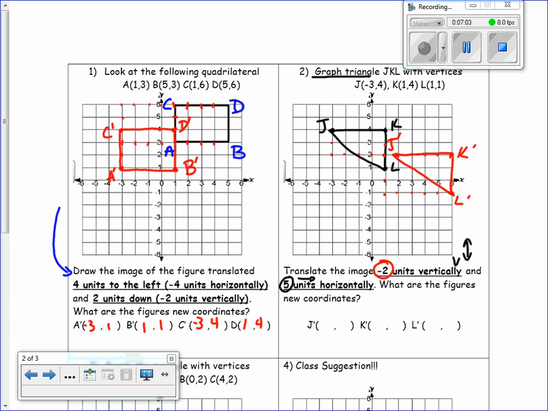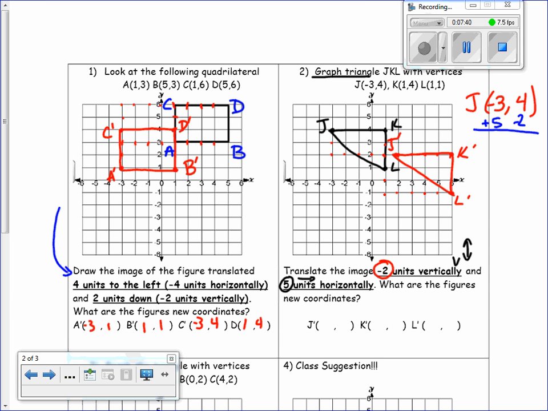There's another way you can do this as well. It's up to you to decide which way. There might be a problem that says figure it out mathematically, so you need to know this way as well if you're not graphing. If I have J, which is -3, 4, it says -2 vertically. Vertically is up and down, so that's my Y value. So I'm going to put a -2 underneath that 4. 5 is horizontally, that's a +5, so I'm going to put a +5 there.